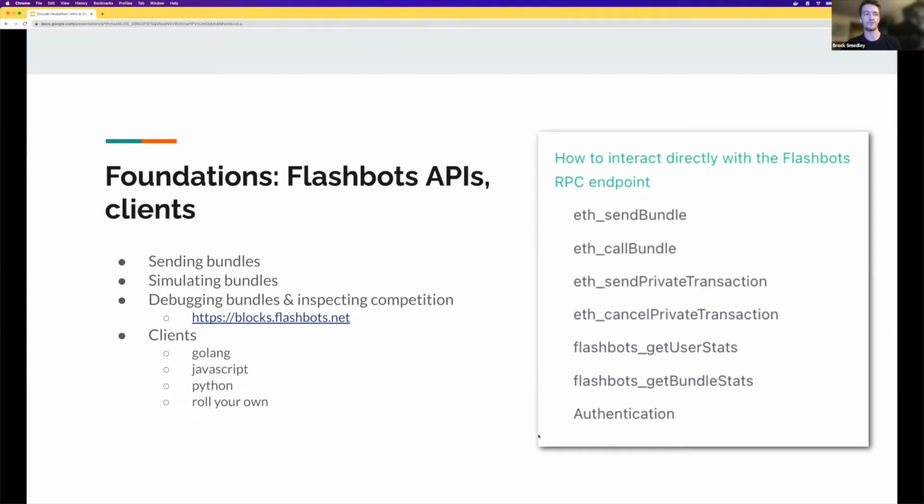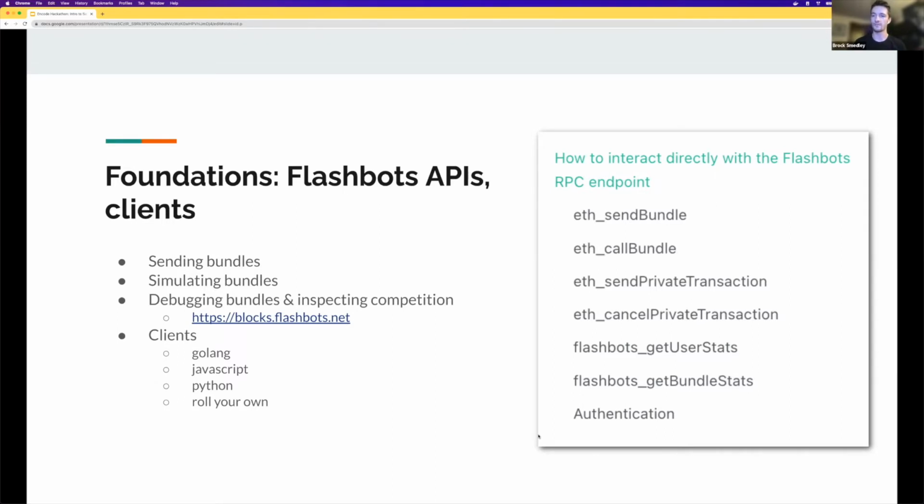This is specifically useful if you have a searching strategy that requires multiple transactions, like you can do in arbitrage. I'll talk about how that's a little bit inefficient later, but there are other reasons, like you might want to do a flash loan, or you might want to deploy a contract before calling a function on that contract. There are plenty of reasons to want to send multiple transactions and have them executed in order. That's how you do that: you call ETH send bundle.